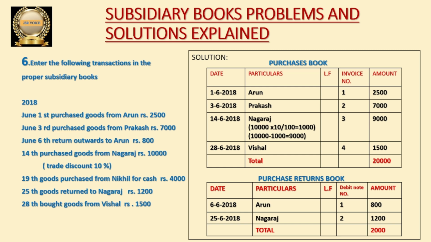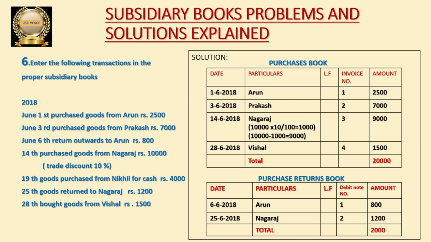25th date, goods returned to Nagaraj. Returned to, it is purchase returns. So we can write it in the purchase returns book. Just go to the second book, see right side down. 25th date, particulars column Nagaraj, debit note number 2, amount 1200. And let us go and discuss the last transaction.